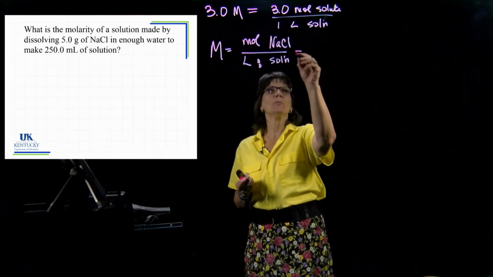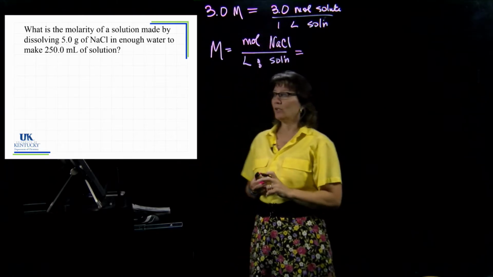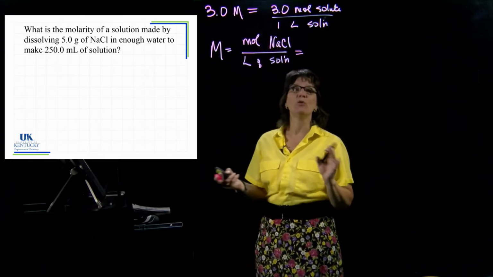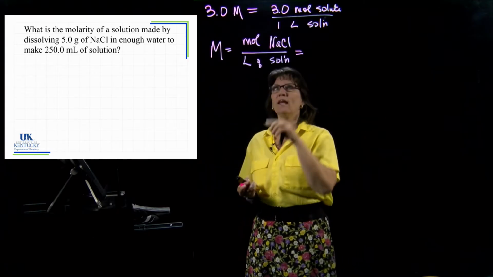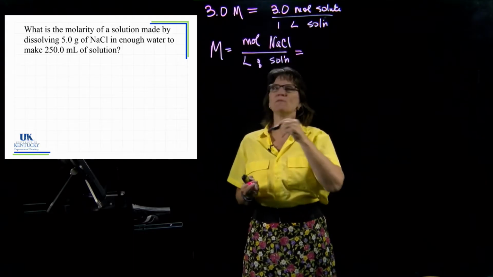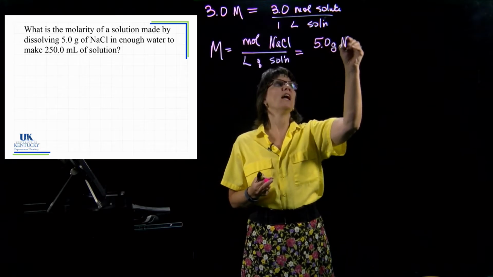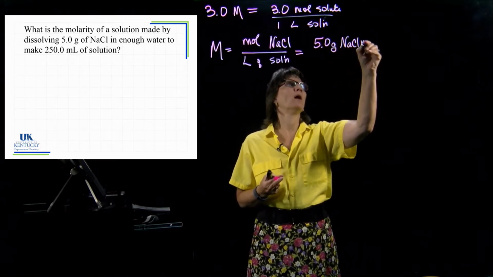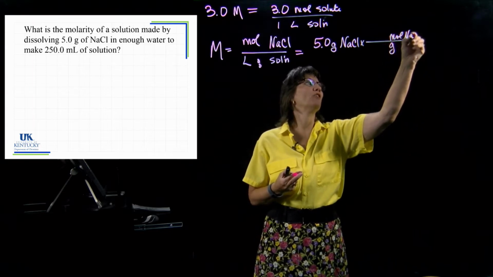So I start reading the problem and say, did they give me those two things? And as I look at it, no, they didn't give me either one of those. But they gave me information to get to it. What did they give me for the sodium chloride? Well, they gave me grams of sodium chloride. And I know that I have a tool that will take me from grams of sodium chloride to moles of sodium chloride. What is that tool?